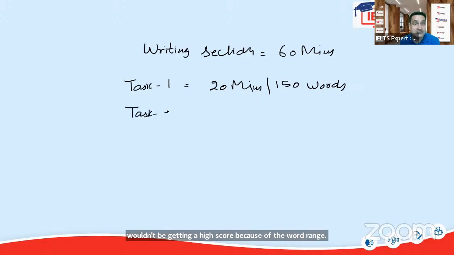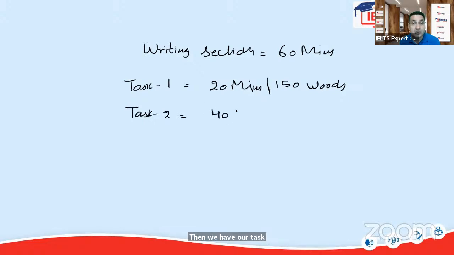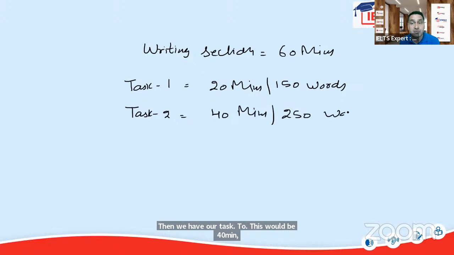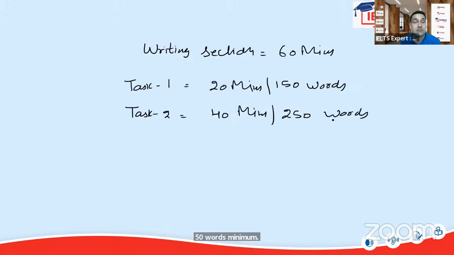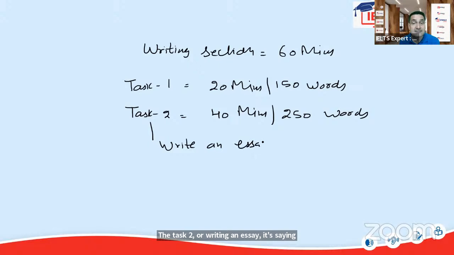Then we have our task 2. This would be 40 minutes. And 250 words minimum we need to write. So there would be 2 modules, academic and general training. The task 2 or writing an essay is same. Write an essay on a given topic is same in both modules. Someone applying for student visa or someone applying for like express entry, PR, this task 2 would be same.